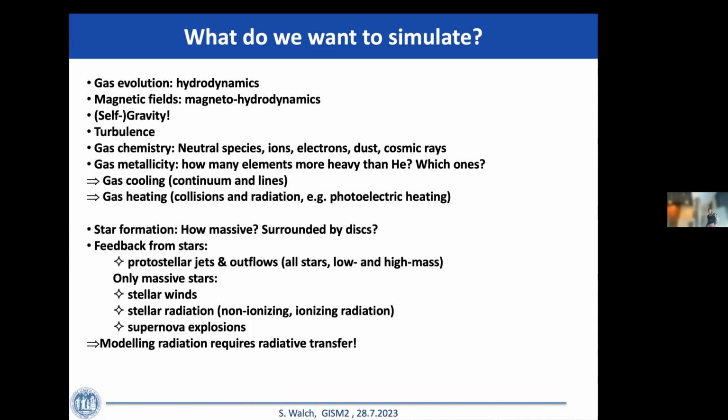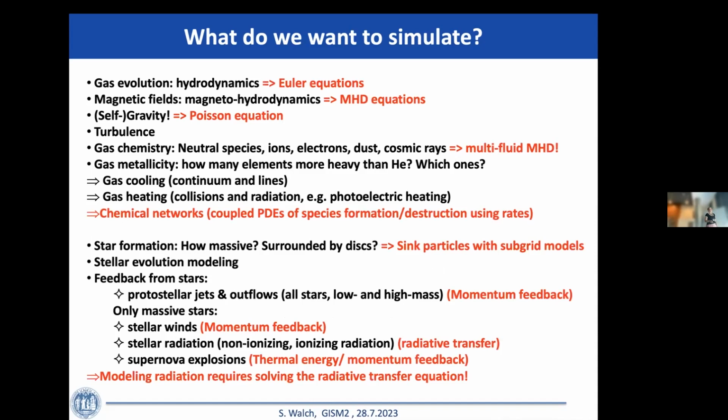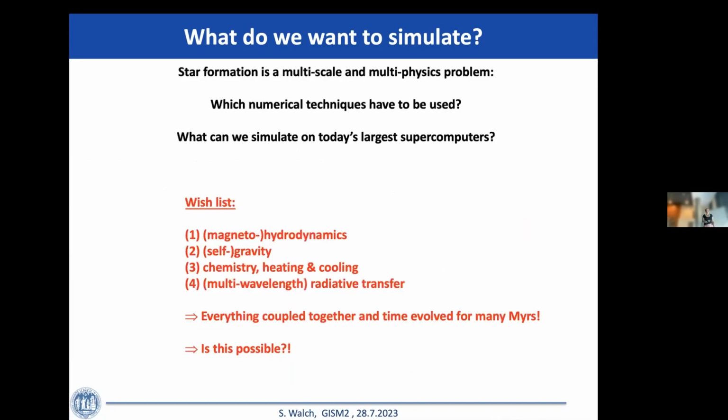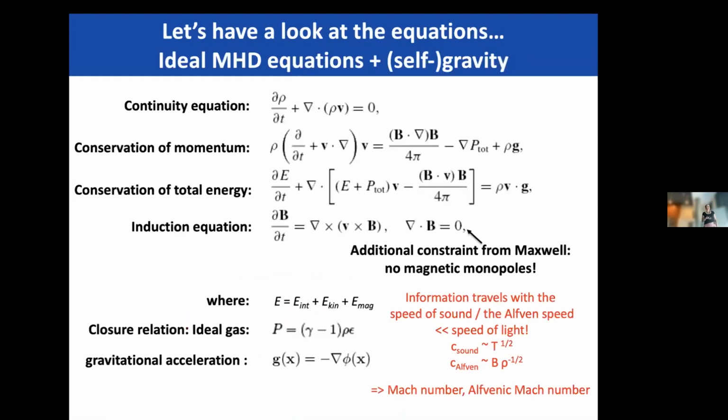Just to give you some numbers: usually the radiative transfer takes at least half of the simulation time, if not more. So this is very expensive, even if you have very optimized codes. So basically, we want all of this, and this would be our wish list. In particular, we want to have everything coupled together, and we want to evolve it for a long time. And the question is, is this really possible? So let's talk a little bit about this coupling.